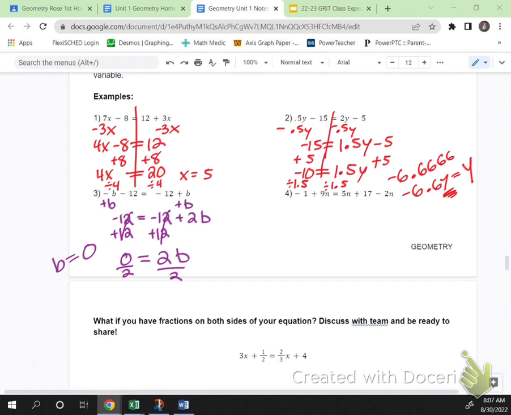Great. Number 4, we've got a lot going on. We should combine like terms on the right side first. So we're going to simplify this. I've got negative 1 plus 9n. I've got 5n, a minus 2n. We should be left with positive 3n. Got to combine like terms first. Then I'm going to subtract 3n from both sides.